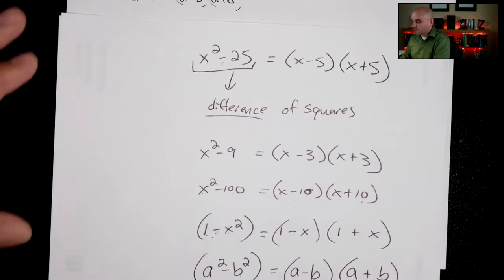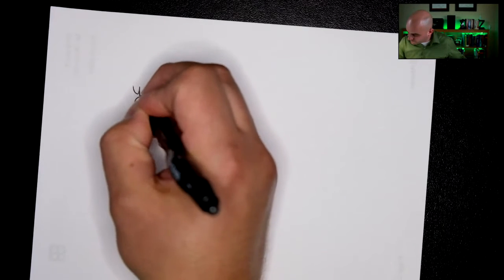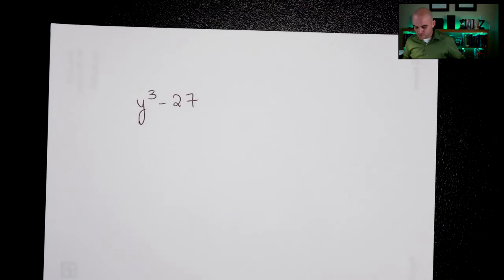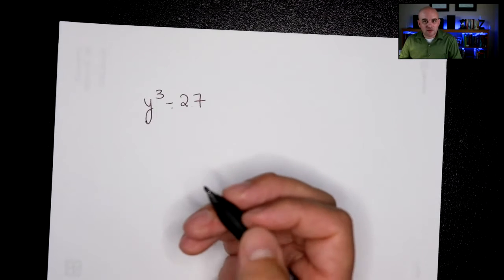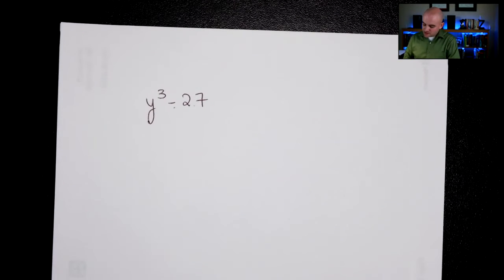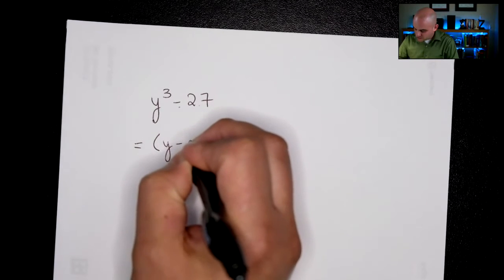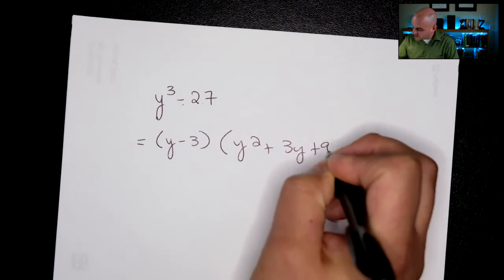Let's try out another one here. Try, let's see, y cubed minus 27. So as we look at this, this is not a difference of squares, is it? It is a binomial. There is a difference right here, but these are not perfect squares. But you might notice, hey, they're perfect cubes. So in this case, we can do the difference of cubes formula. So this factors out to y minus 3 times y squared plus 3y plus 9.